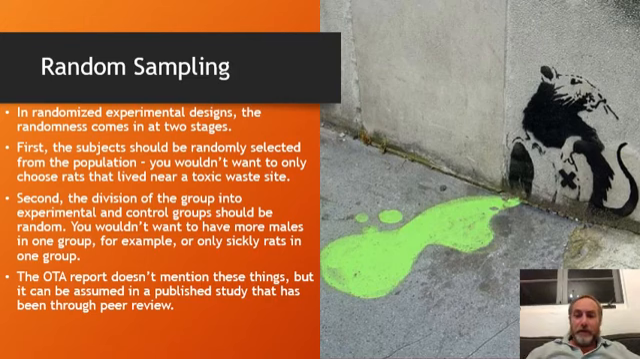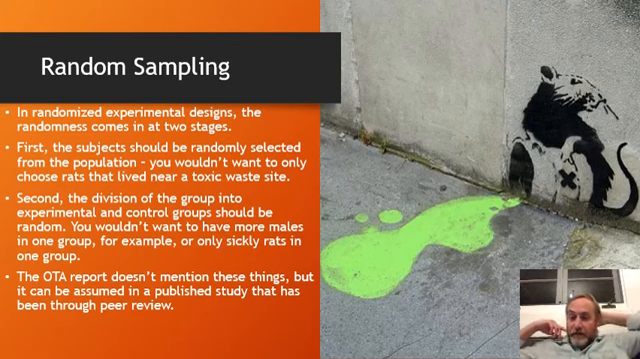So notice that we had a random process twice here. The randomness came in at two stages. First, the sample from the actual population has got to be random. You don't want to just be picking rats that live near a toxic waste site or that are otherwise eating an abnormal diet. You can go back to the definitions of randomness: any rat should have an equal chance of getting sampled, and there should be no correlations.